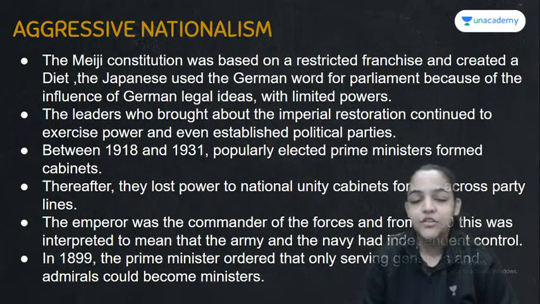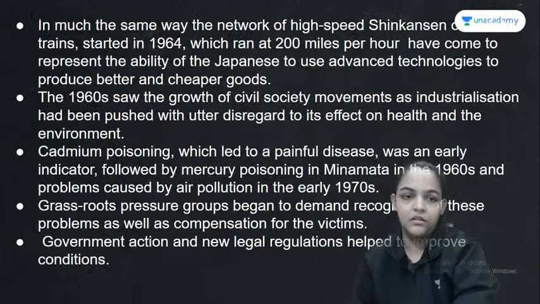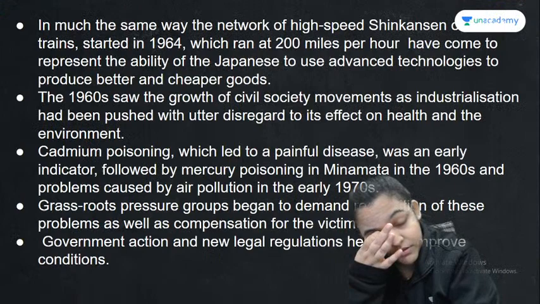Okay. So, now we have to focus on industrial workers, right?